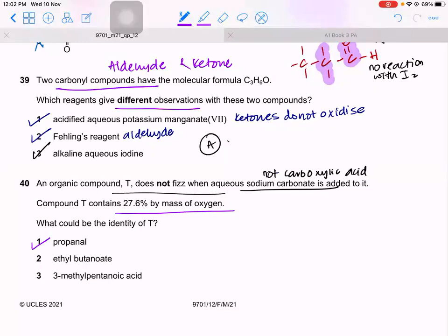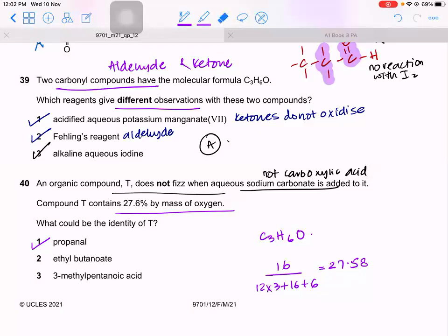And you have to check the percentage also. They've given you the percentage, right? Propanal is C3H6O. How much oxygen do you have? 16 out of the total mass, which is 12 times 3 plus 16 plus 6. Is it 27.6? Let's see. So 16 divided by this times 100 comes out to be 27.58. So yes, that is true.